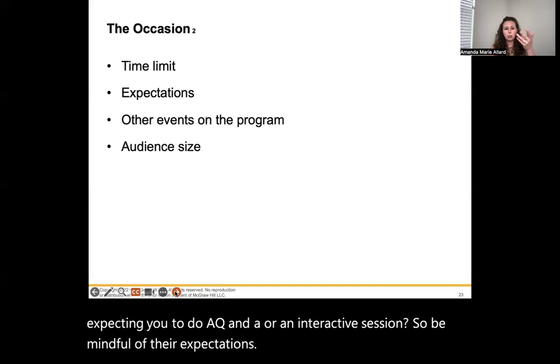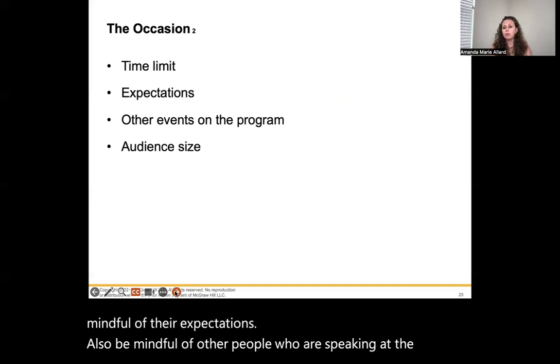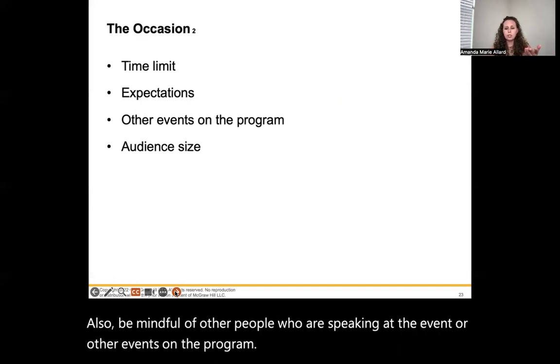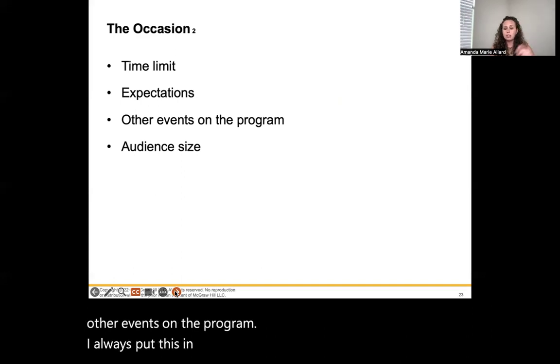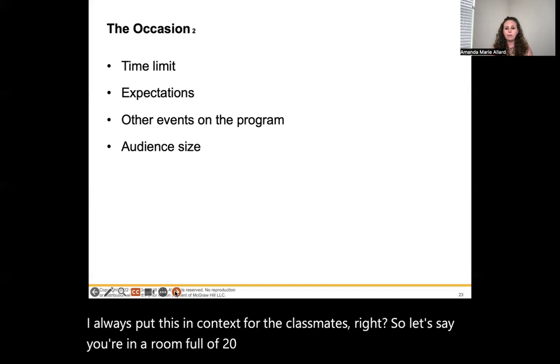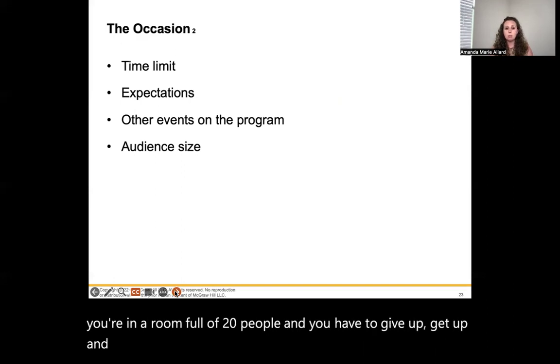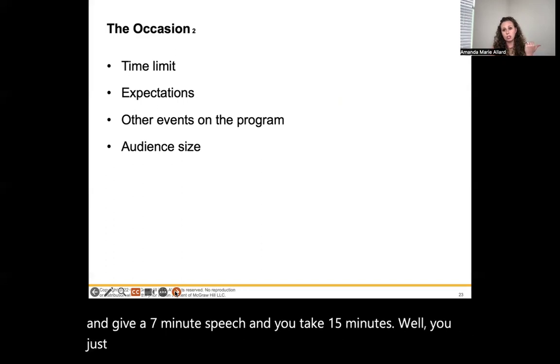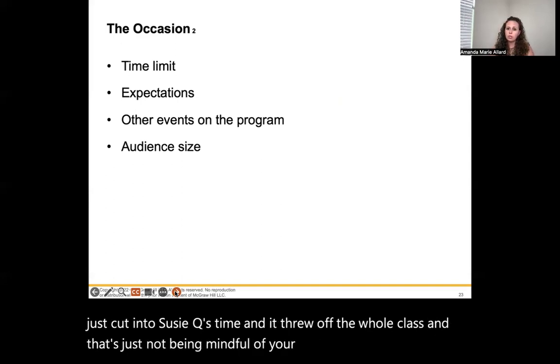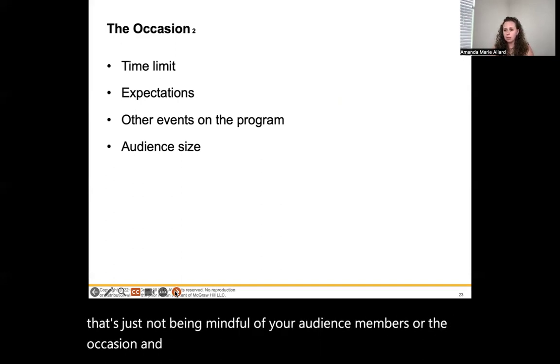Also be mindful of other people who are speaking at the event or other events on the program. I always put this in context for the classmates, right? So let's say you're in a room full of 20 people and you have to get up and give a 7-minute speech, and you take 15 minutes. Well, you just cut into Susie Q's time and it threw off the whole class. That's just not being mindful of your audience members or the occasion. It's really important to be empathetic to other people who are also presenting.